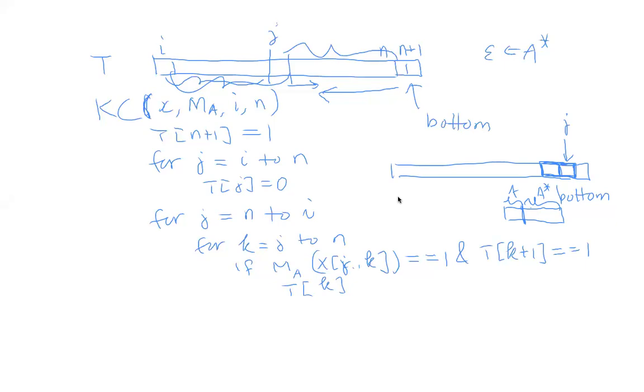Then we know that, so if this is true, then t of j is 1. k from j to, so actually this should be j.